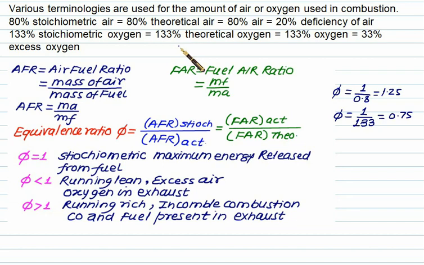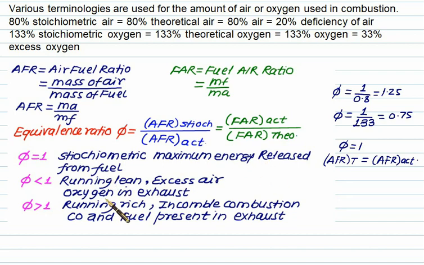In other words, phi is defined as the fuel-air ratio actual divided by the fuel-air ratio theoretical. A value of phi equal to 1 means that the air-fuel ratio theoretical is the same as the air-fuel ratio actual. With phi equal to 1, we have a stoichiometric air-fuel ratio, and if we use the stoichiometric air-fuel ratio, we have maximum energy release from the fuel.